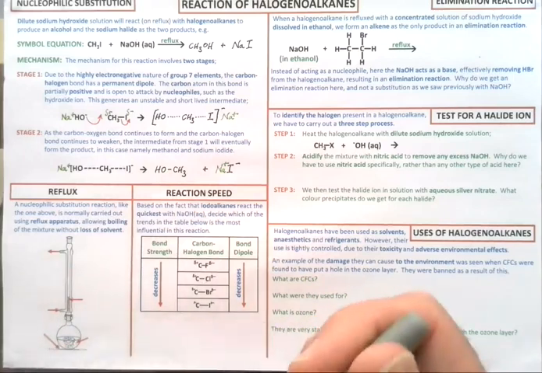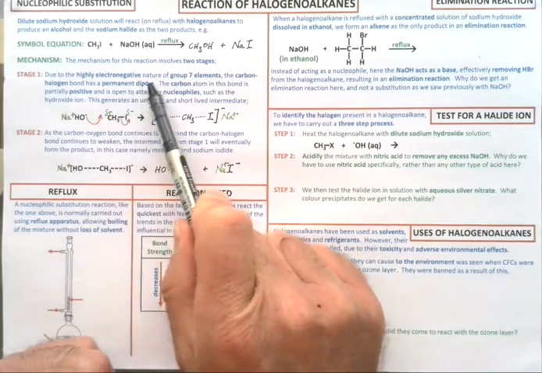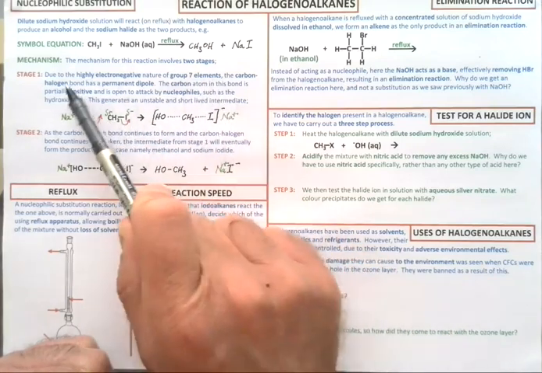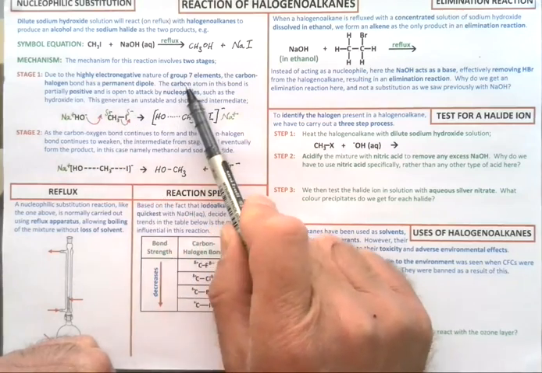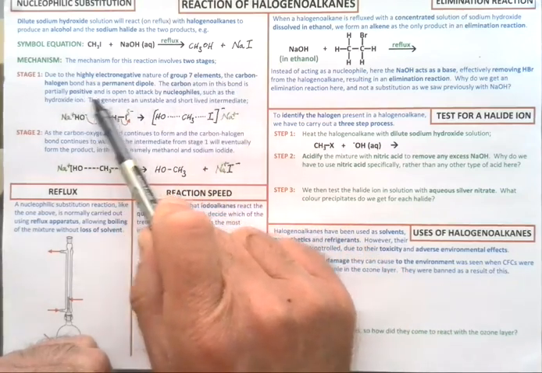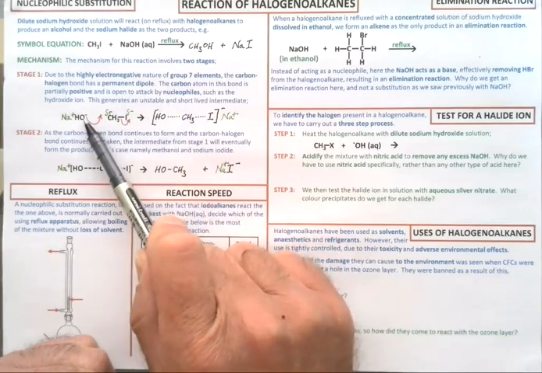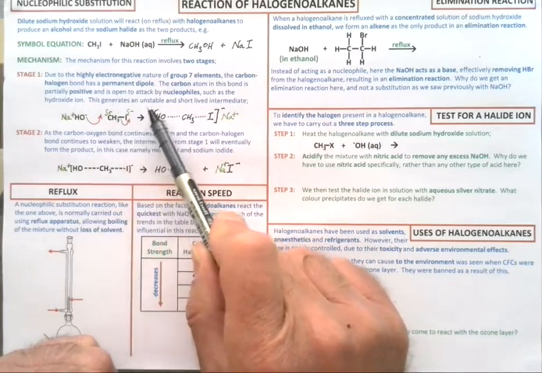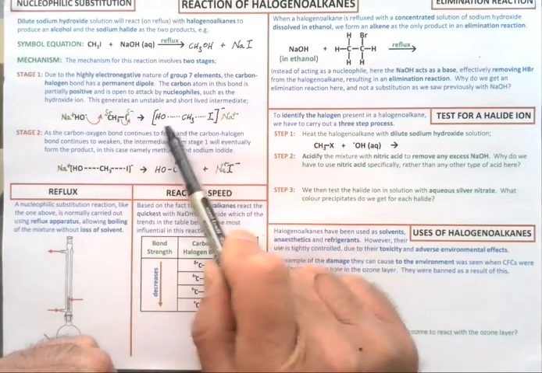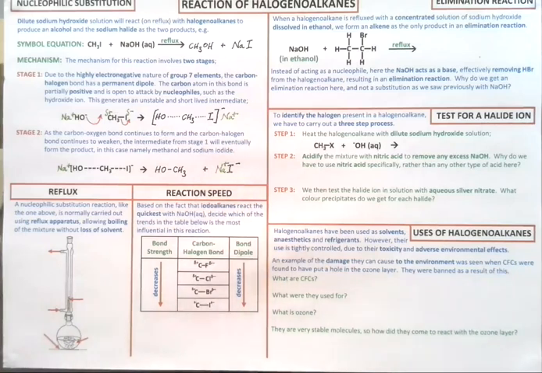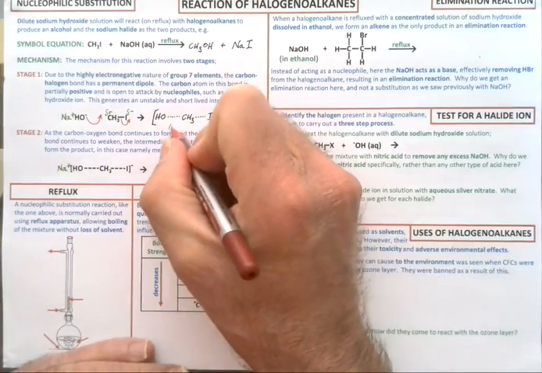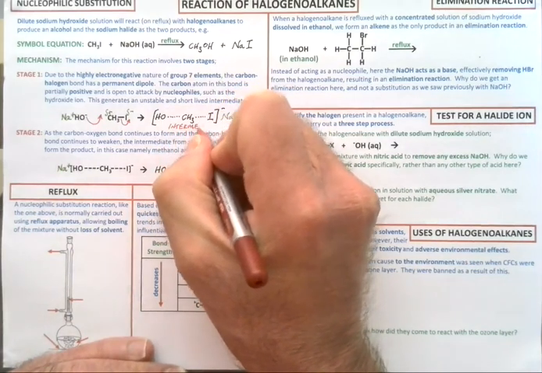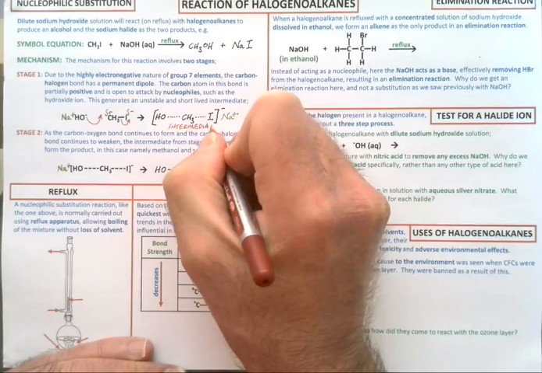So if we look through this then, due to the highly electronegative nature of group 7 elements, iodine being more electronegative than carbon, the carbon-halogen bond has a permanent dipole. The carbon atom in this bond is partially positive and is open to attack by nucleophiles. And here's our sodium hydroxide as a nucleophile, such as the hydroxide ion. This generates an unstable and short-lived intermediate. This is our intermediate. We can label that if we like. Intermediate. As I said, in some textbooks, you wouldn't see that being drawn at all.